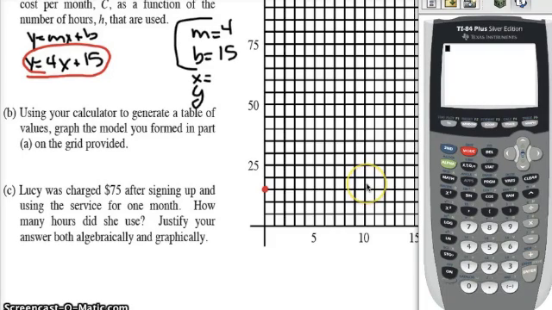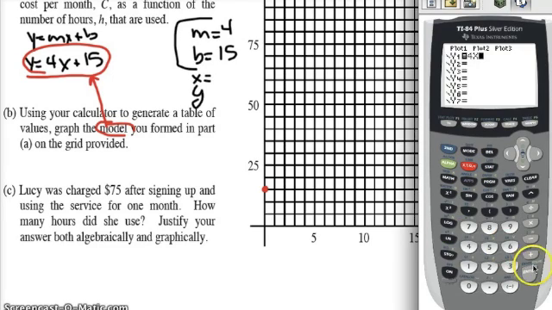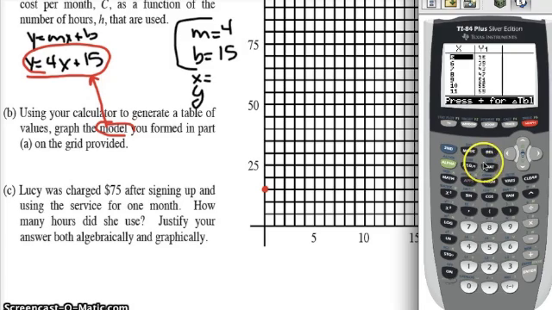Part B, using your calculator to generate a table of values, graph the model you formed in Part A on the grid provided. So we're going to use our calculator, y equals, and when they talk about the model, they're talking about the equation. A model is an equation that represents a situation. So it's 4x plus 15. And I'm going to need a table, so that's second graph. My table right now starts at 5, and I want to start at 0.